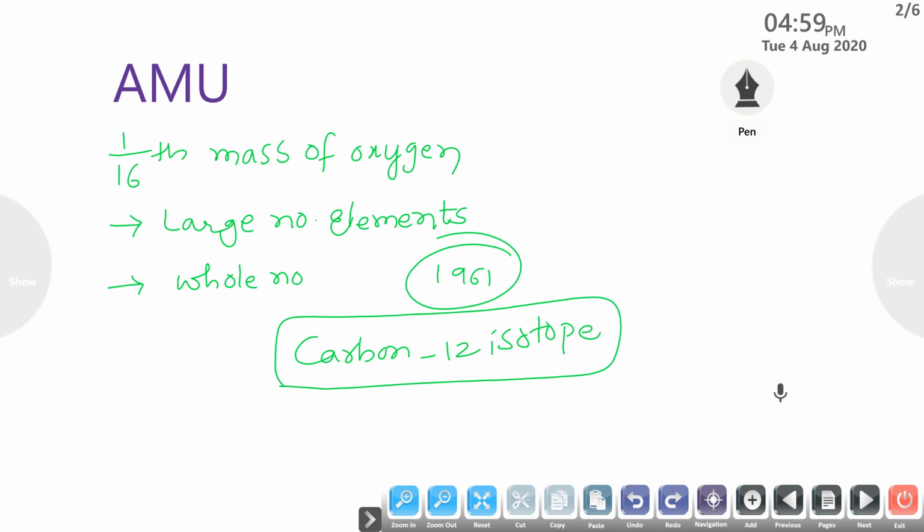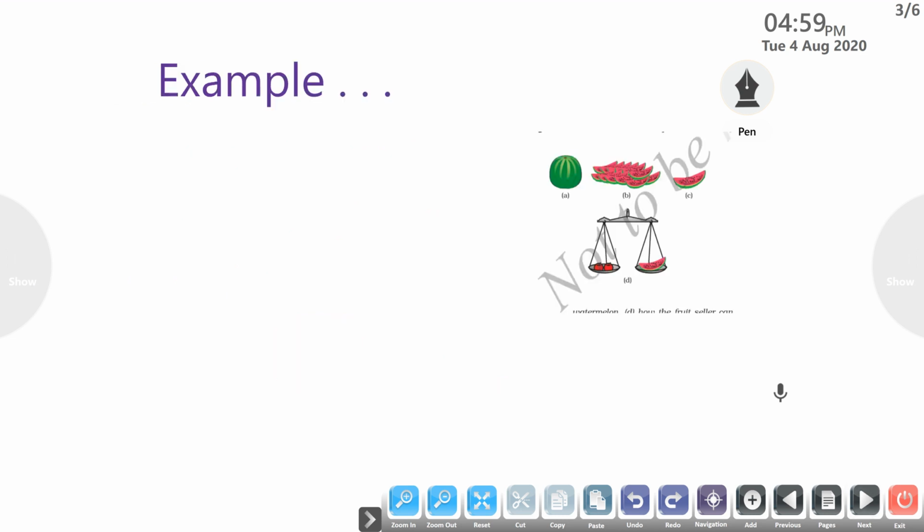One atomic mass unit is equal to exactly 1/12 of the mass of one atom of carbon-12. The relative atomic masses of all elements have been found with respect to an atom of carbon-12. This concept can be made clear with the help of one example.